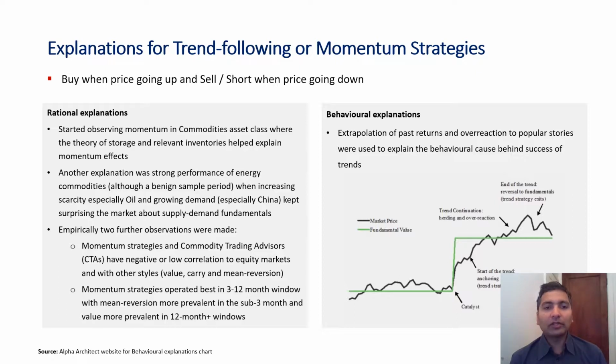Another explanation that was mooted was the strong performance of energy commodities. Although this benefits from a benign sample period where oil was increasing in price because of growing demand, especially from China. What happened in this situation is that this price movement was contrary to the supply demand fundamentals, i.e., the price started going up and the expectation was the demand would come down, but given China was growing so fast, the price kept on growing, and that basically meant a momentum strategy was a much more dominating player compared to the supply demand fundamentals.